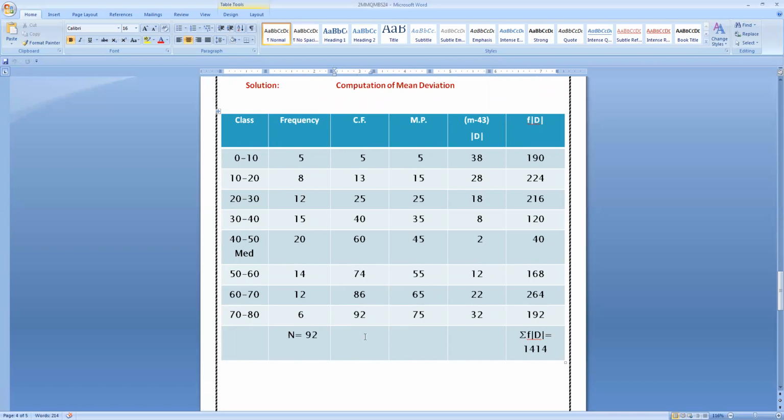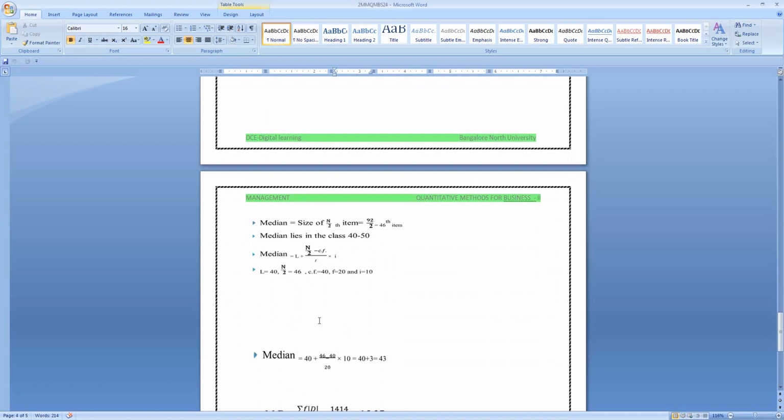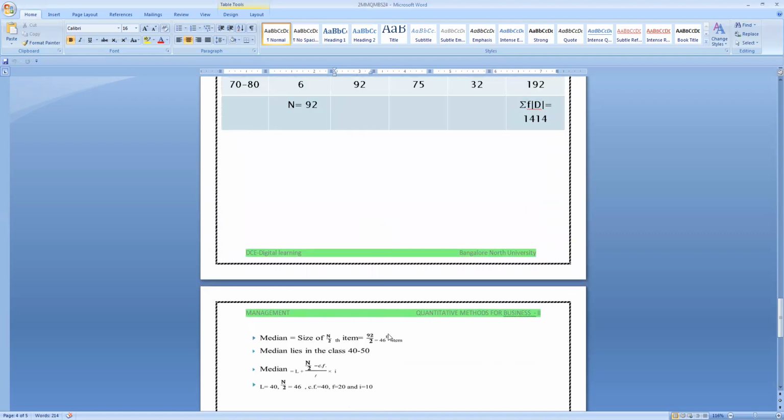So the CF value we calculated here, that is 5, 5 plus 8 is 13, plus 12 is 25, plus 15, 40. All the values we keep on summing up with the frequency, that is 60, plus 14 is 74, plus 12 is 86, plus 6 is 92. Now let us see what is the median value here. Median is nothing but the size of n by 2 item. The total n is 92, so n by 2 is 46.